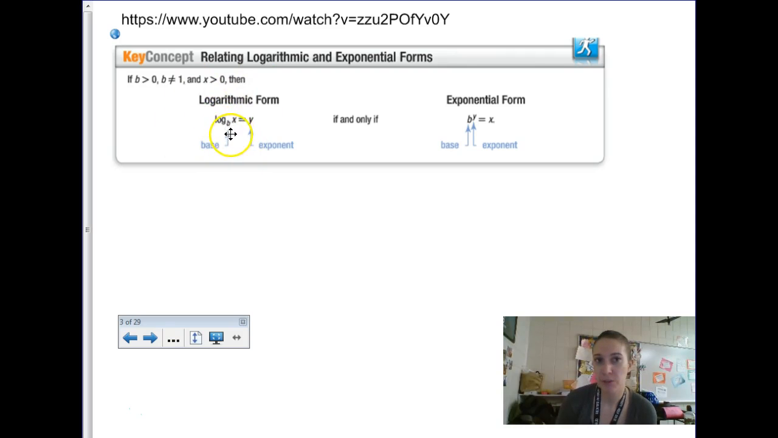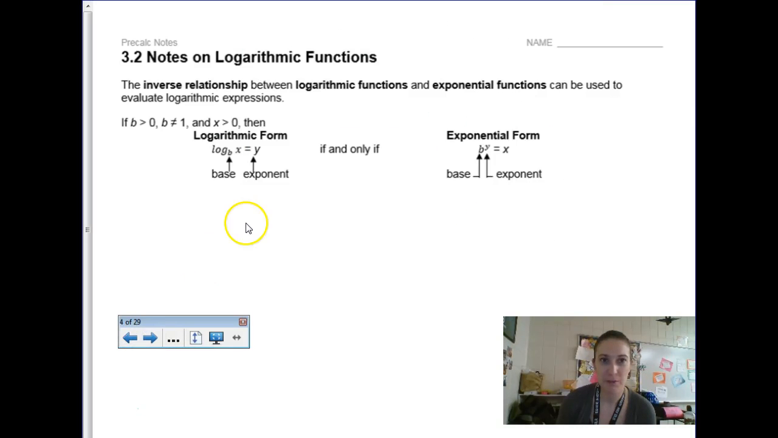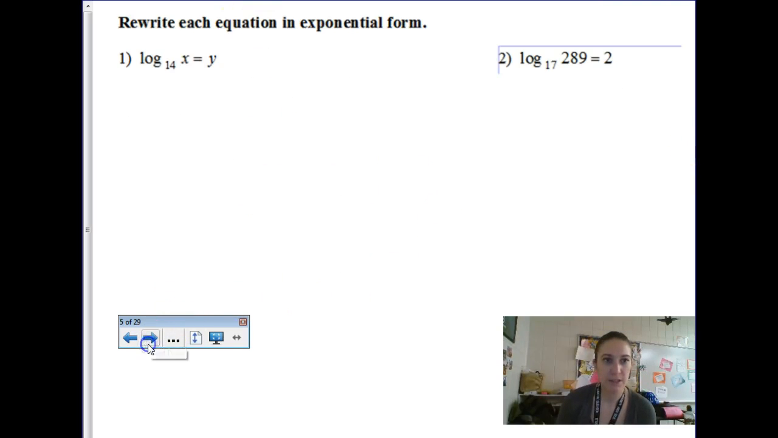Log of some particular base of x equals y. You're going to see me put parentheses around whatever's in the logarithm quite a bit. And then the equivalent exponential form, and these are transferable, is some base to the y power equals x. So we call that the rewriting formula, writing from exponential to logarithmic form and vice versa. And you probably used a lot of that. So that's the same thing that's on your notes.